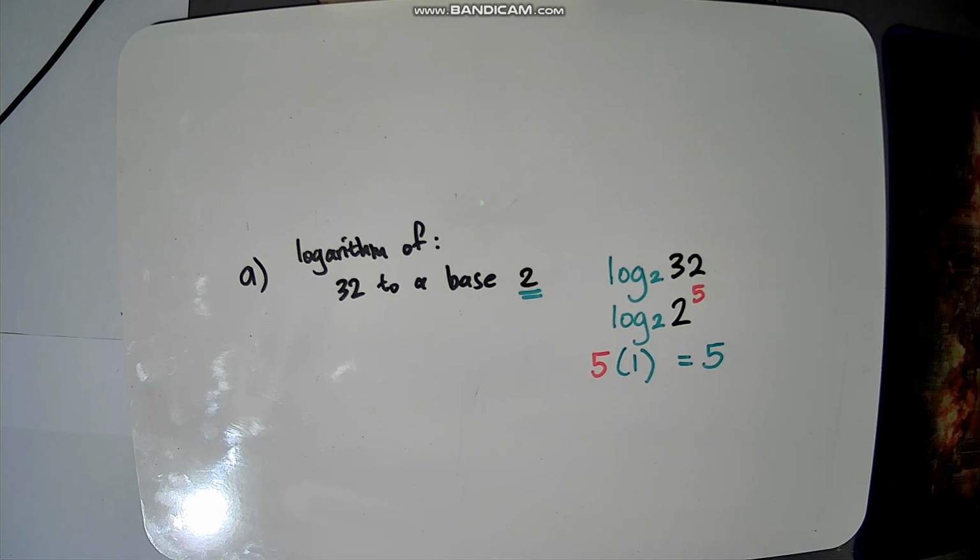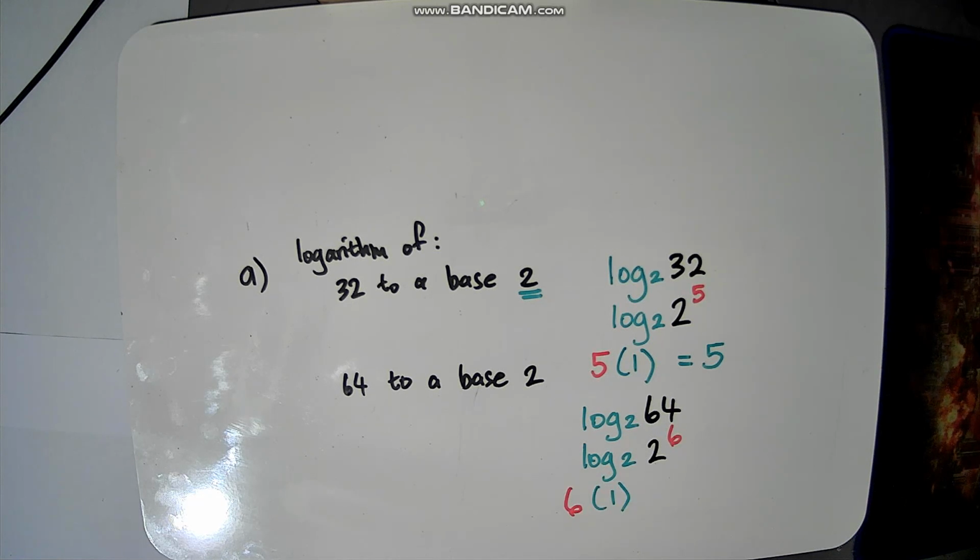Let's attempt the next one. We have 64 to a base 2. So it will be log 2 followed by 64. See if you can break 64 to 2 to the power of something. 2 to the power of 6. Next we'll have to place the 6 in front. Log 2 will give us a 1. 6 times 1 is equal to 6. I hope you're understanding these basics.